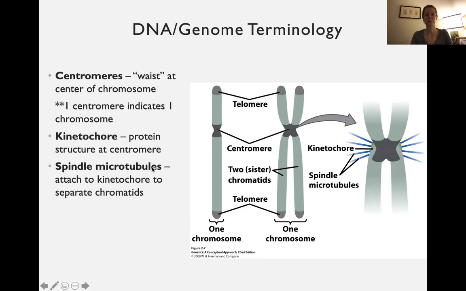The spindle microtubules are these blue lines shown here. Those are going to attach to the kinetochore. And they will pull those two halves of the chromosome apart. So they'll pull the sister chromatids apart during mitosis. So those spindle microtubules have to attach to either side of the chromosome in order to pull them apart.